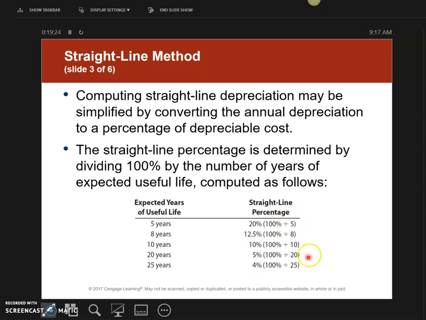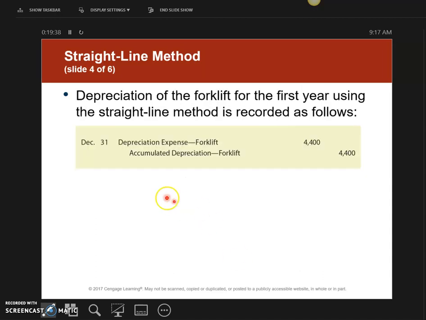Now I will still show you the journal entries here, but keep in mind we learned how to do these in Chapter 3 under adjusting entries. So the focus is not on journal entries, it's on how to calculate the depreciation. So $4,400 a year, here's my year 1 depreciation. Debit the expense, credit the accumulated depreciation. It would also be the same journal entry in years 2, 3, 4, and 5, because every year it's exactly the same.